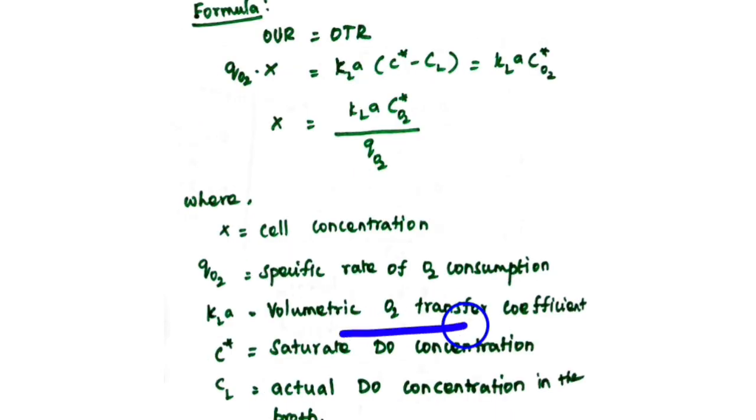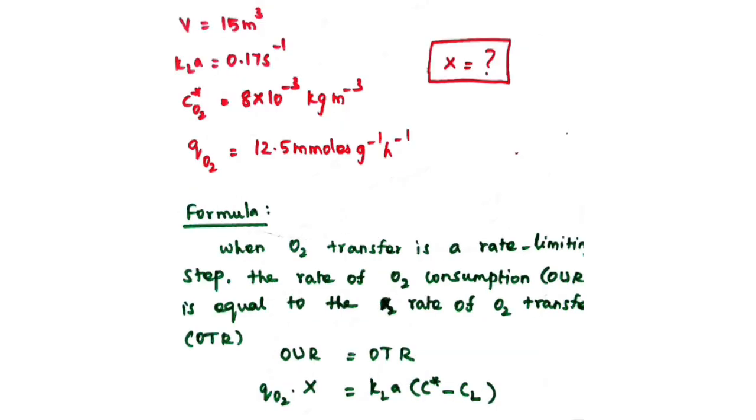KLa is the volumetric oxygen transfer coefficient and C* is the saturated dissolved oxygen concentration, that is the maximum amount of oxygen that can be dissolved in the broth, and CL is the actual dissolved oxygen concentration in the broth. In this problem, KLa is given as 0.17 s⁻¹, QO2 is also given as 12.5 millimole g⁻¹ h⁻¹, and C* − CL is the driving force, the difference between saturated and actual dissolved oxygen concentration.